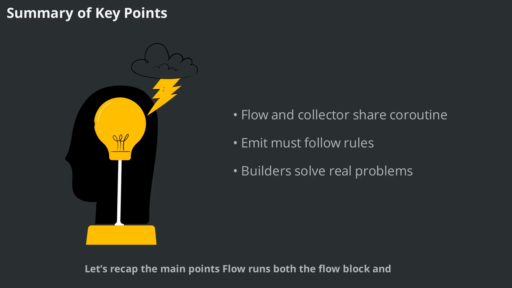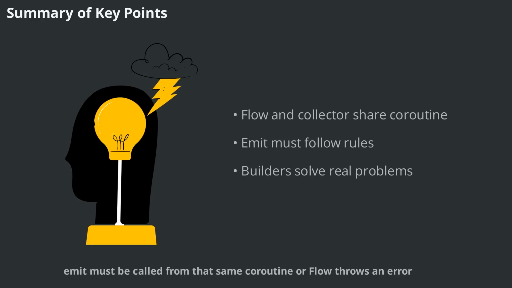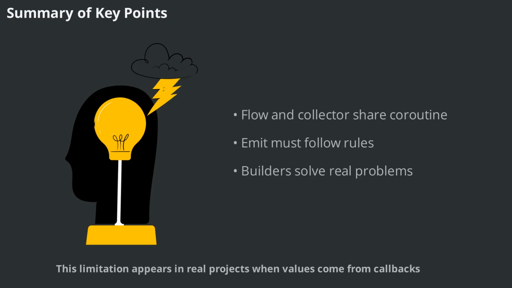Let's recap the main points. Flow runs both the flow block and the collector in the coroutine that called collect. Emit must be called from that same coroutine, or Flow throws an error. This limitation appears in real projects when values come from callbacks, legacy code, or external sources.